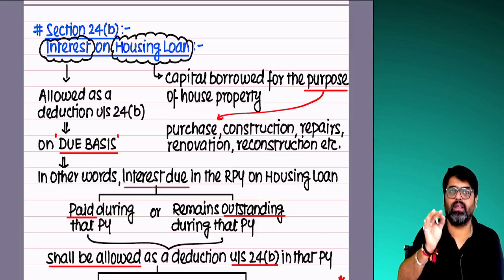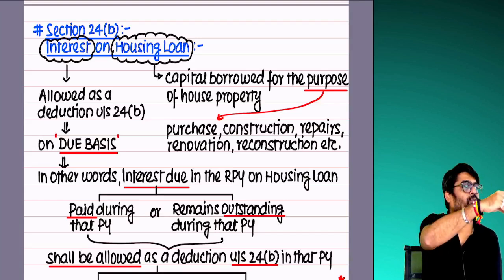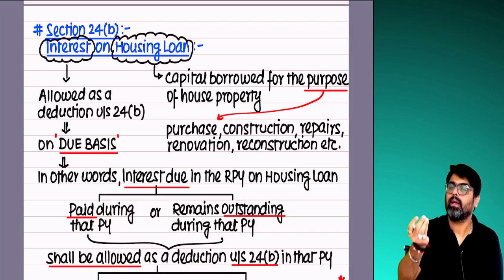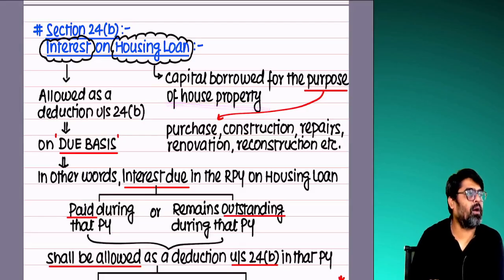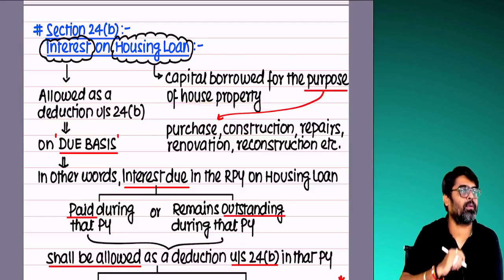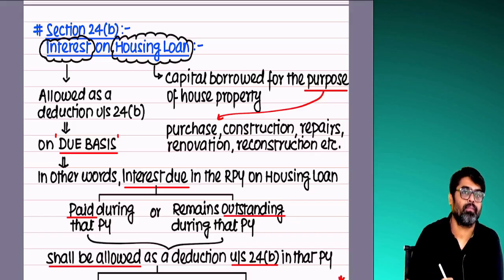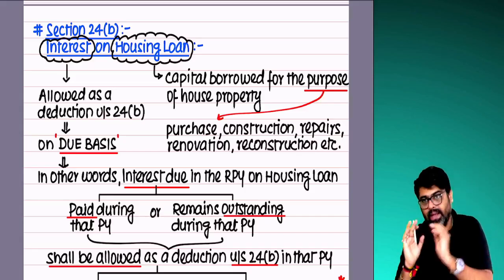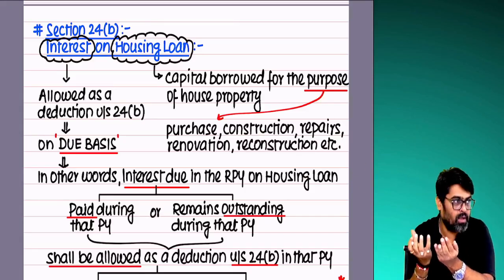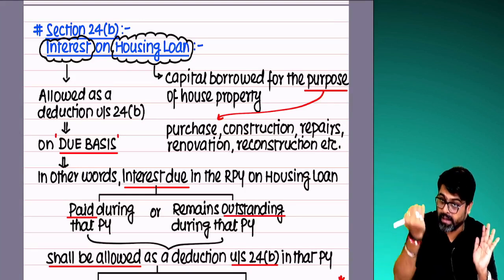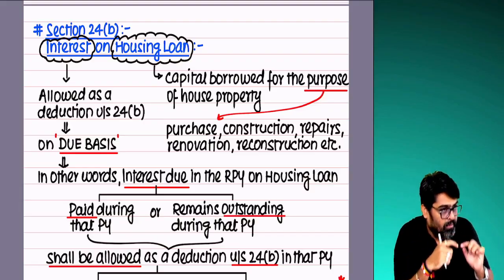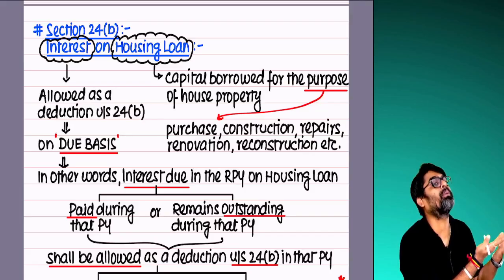The capital which you borrow for the purpose of your house property. What purpose? Repair of the house property, renewal of the house property, purchase of your house property, construction of your house property, reconstruction of your house property. Meaning that when the money is borrowed, that money will be used for the purpose of the property. Getting my point? The borrowed money will be used for the purpose of house property.